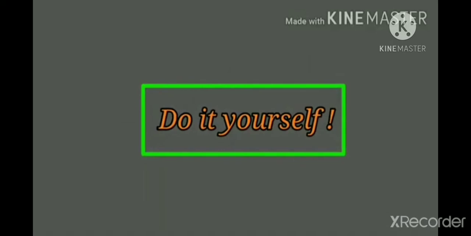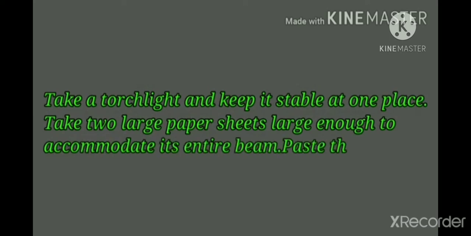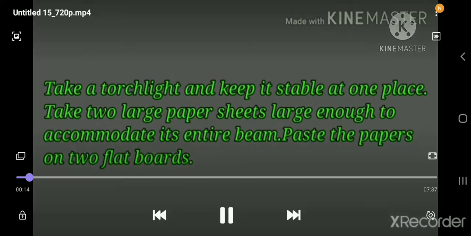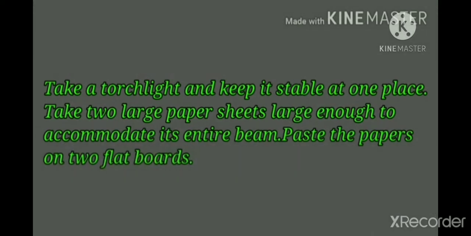In this it is given, do it yourself. Let us see that. Take a torch light and keep it stable at one place. Take two large paper sheets, large enough to accommodate its entire beam. Paste the paper on two flat boards. Means what you have to do? You have to take a torch and place it in one place, and take a large paper sheet so that the whole beam of light is placed on that paper, and place it on two flat boards.